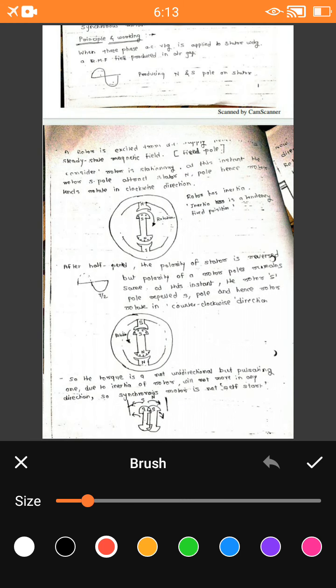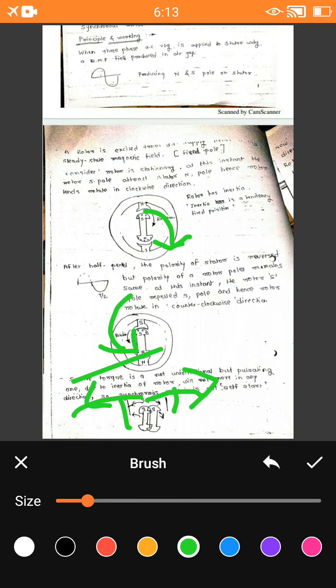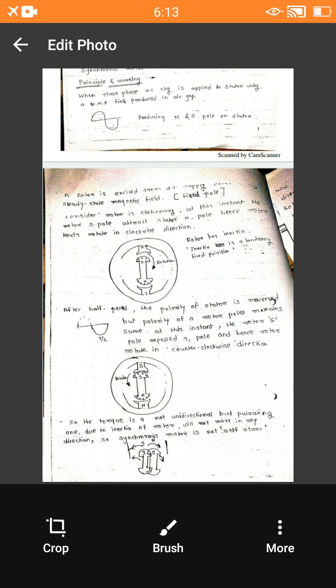At the time of starting, the motor rotates in the first half cycle clockwise and in the second half cycle anti-clockwise. So the torque is not unidirectional but pulsating. First it will move clockwise, then anti-clockwise. This torque is not unidirectional, it is pulsating. That's why the rotor will not move in any direction. So that's why the synchronous motor is not a self-starting motor. This is the reason why the synchronous motor is not self-starting.